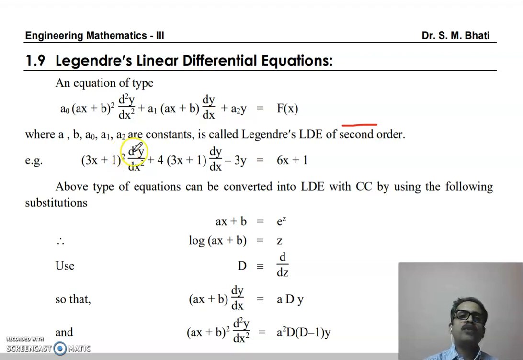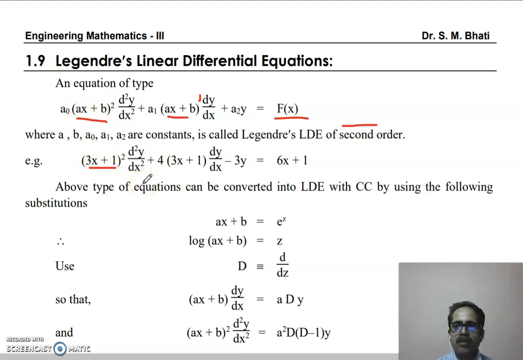You can observe that in the first two terms ax plus b is common. Here this is the second order derivative, so the power of ax plus b is 2. This is the first order derivative, so the power of ax plus b is 1. And the last term does not contain such a quantity ax plus b. The right hand side is a function of x. Look at this example. This is a Legendre differential equation, and you can observe that the role of ax plus b is played by 3x plus 1. So if you compare these two, you get a is 3 and b is 1.